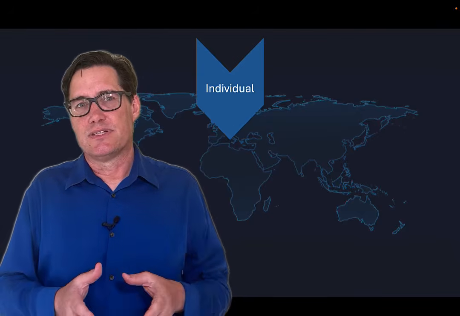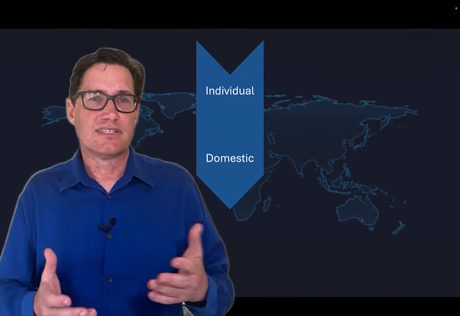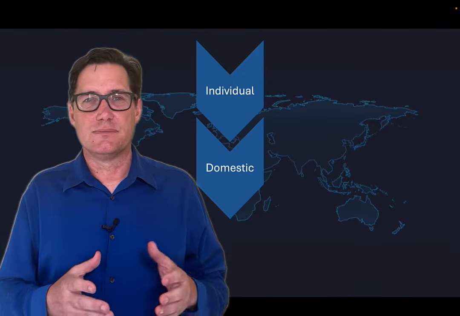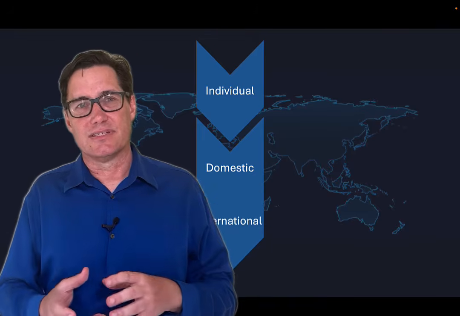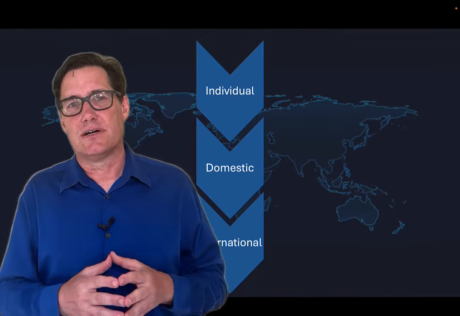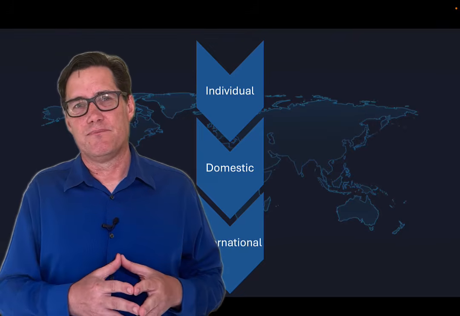For this course, we'll use the three-level model. The individual level focuses on people, especially decision makers. The domestic level, or state level, focuses on political systems, institutions, and internal pressures. And the international, or systemic level, focuses on how countries relate to one another in a global system.